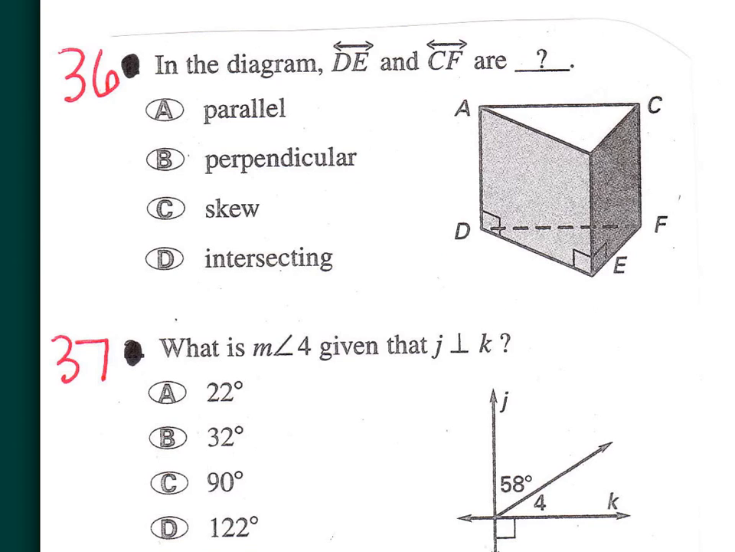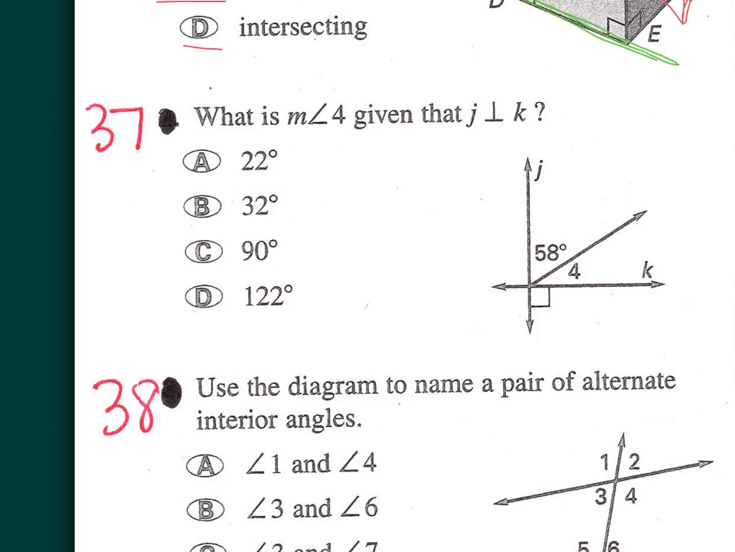Number 36, you've got DE, which is a line right here, and you've got CF, which is over here. Okay, what kind of lines are those? Are they A parallel, B perpendicular, C skew, or D intersecting? Number 37.